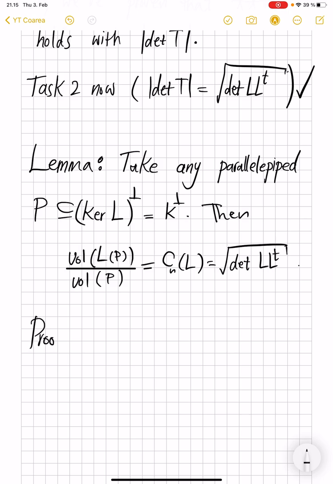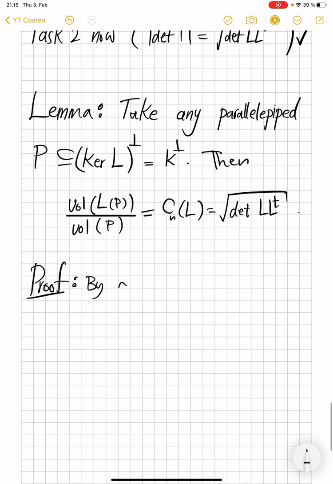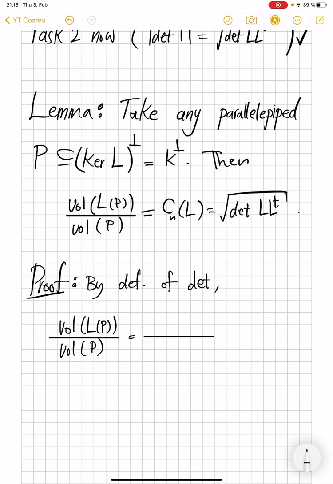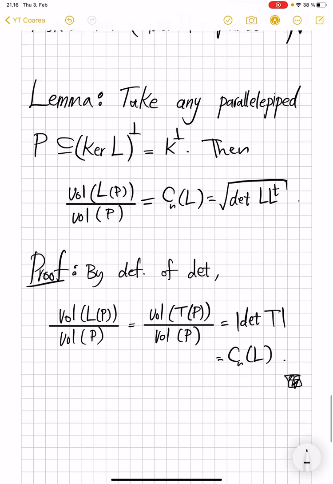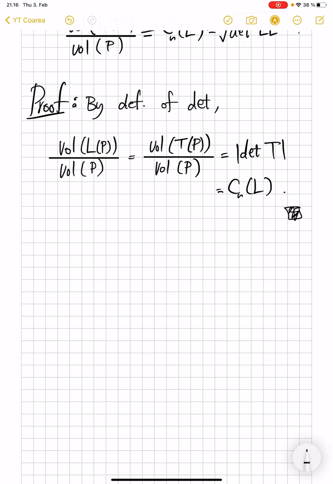Okay, that's the lemma. Where is the proof? The proof is just one line. By definition of determinant, this volume of LP over volume of P equals, so the fact that this P is inside the kernel complement is saying that this is just matrix T or linear map T applied to this parallelepiped region. Volume of LP over volume of P is the absolute value of determinant of T. But then from this previous lemma, we had that this is equal to CnL. That's the end of the proof. And in some texts, this has been given as a starting definition for the Coarea factor. There's some geometry, of course, behind it, and I had the pictures above. I don't want to scroll too many times up and down.